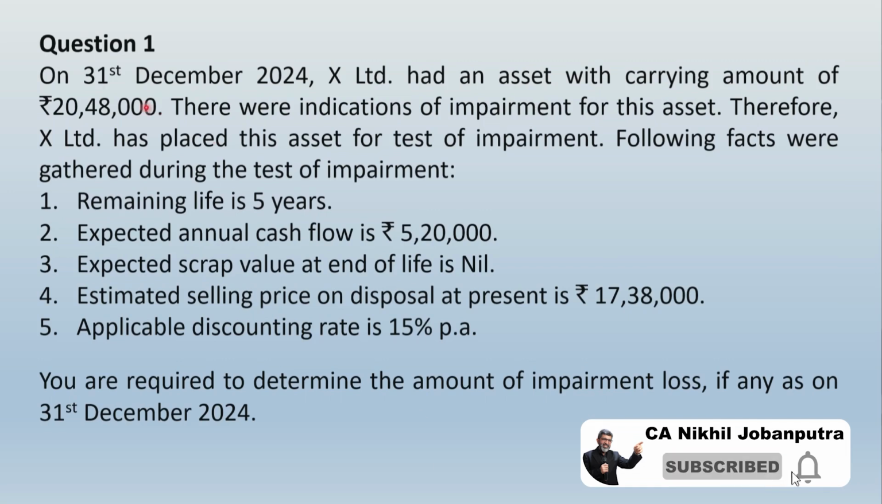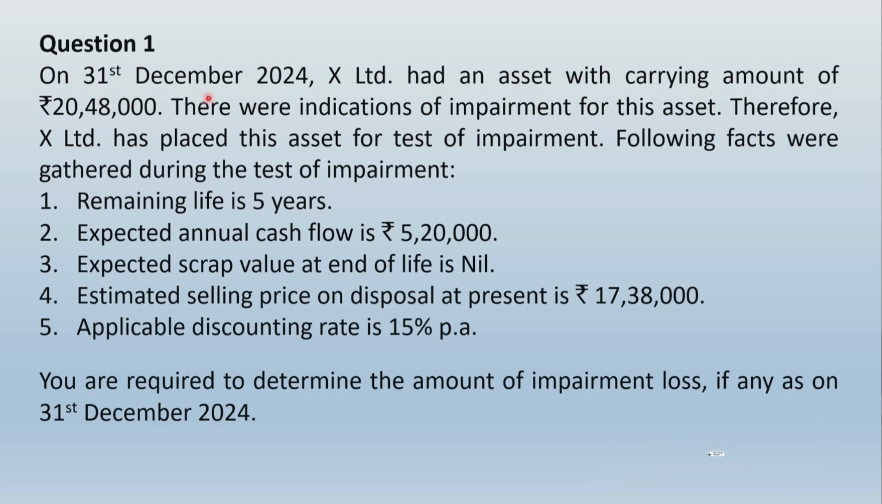Let us read this question. On 31st December 2024, X Limited had an asset with the carrying amount of rupees 20,48,000. There were indications of impairment for this asset. Therefore, X Limited has placed this asset for test of impairment. The following facts were gathered during the test of impairment.